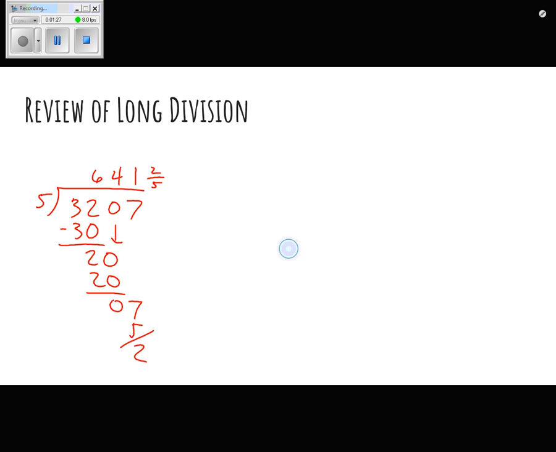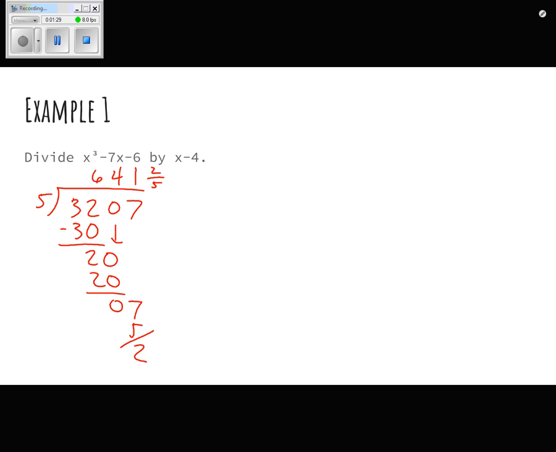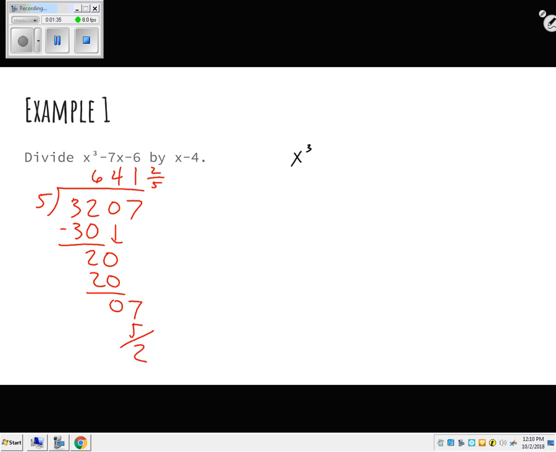I want to expand that thinking into dividing polynomials. So I'm going to take this x cubed. And one thing I have to notice on dividing polynomials is that I'm missing a term in here. I'm missing that 0x squared. So I'm going to put it in. It's just going to be holding on to that place. And I'm going to divide it by x minus 4.